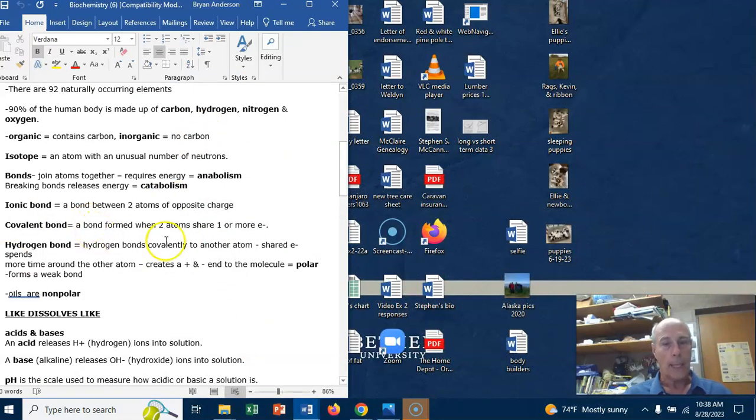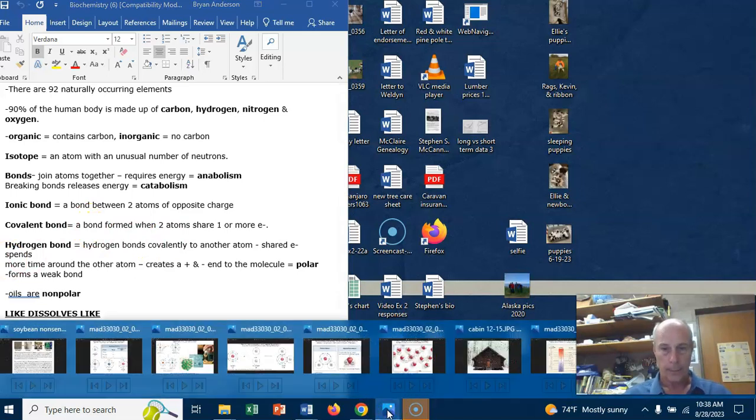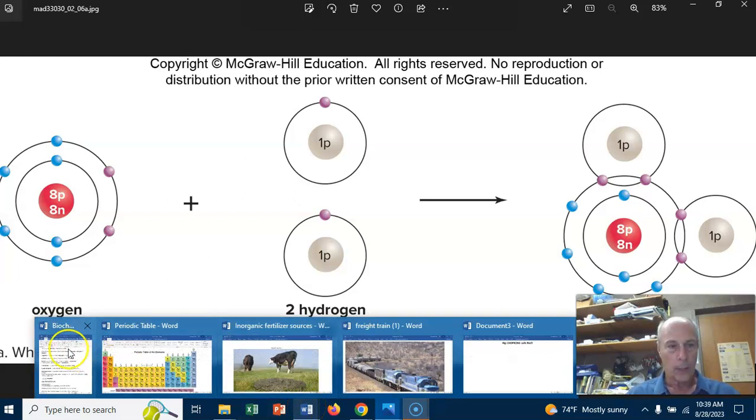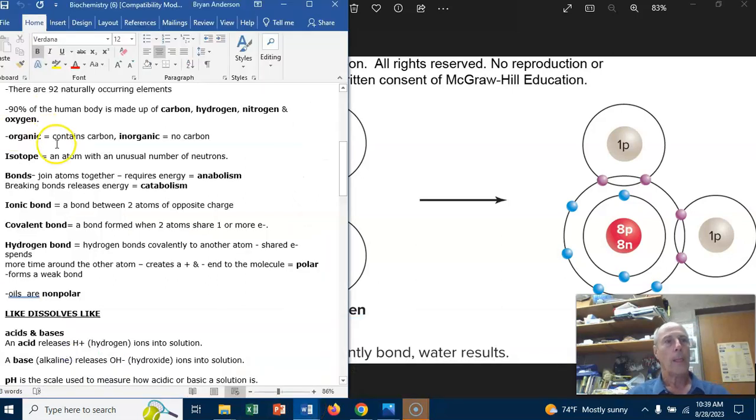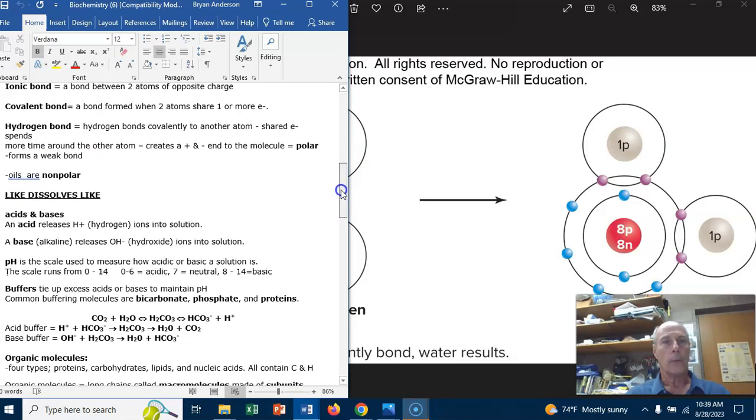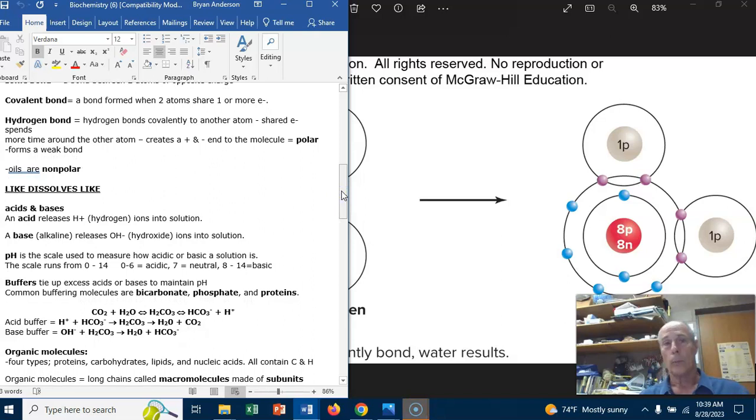A covalent bond is a little bit different type of a deal. If we go here, we're going to use oxygen and hydrogen to talk about covalent bonds. I suppose I better go back and look at the definition that I have here. A covalent bond is a bond formed when two atoms share one or more electrons.